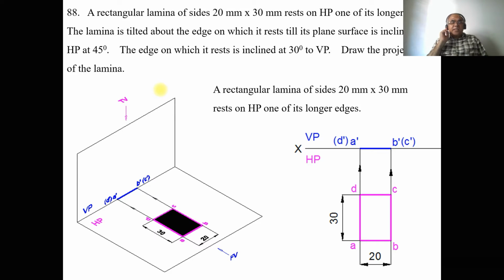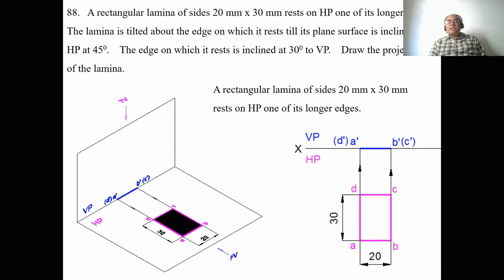So he has given a rectangular lamina of sides 20 mm by 30 mm. So how to start? Whether we have to start from the vertical plane or from the horizontal plane. First we should look at the surface inclination. What is the surface inclination given? The plane surface is inclined to HP at 45 degrees.